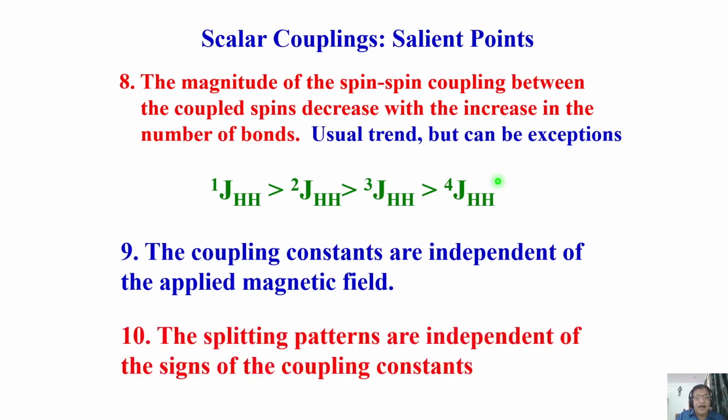Point number 10. The splitting patterns are independent of the size of the coupling. If there are two peaks coming here because of J coupling, let us say positive J coupling, and I make it negative, it simply changes like this. You will not know whether it is positive or negative. As far as you are concerned, the spectrum remains unaltered, looks identical, whether it is positive sign or negative sign. So in a one-dimensional spectrum, you will not discriminate whether coupling is positive or negative.